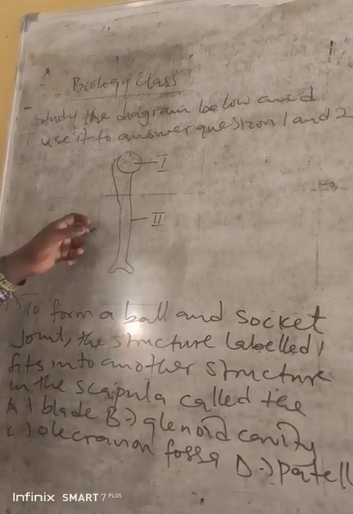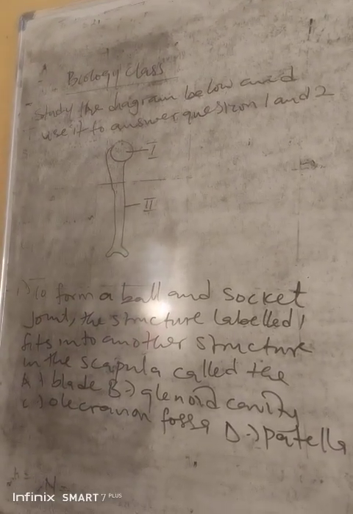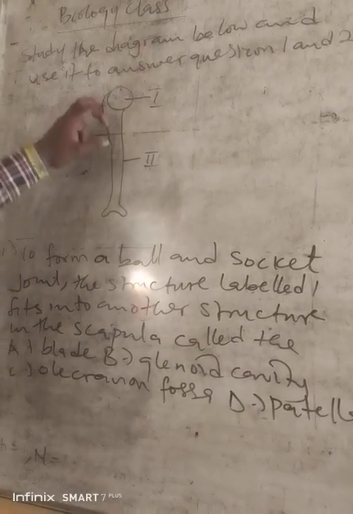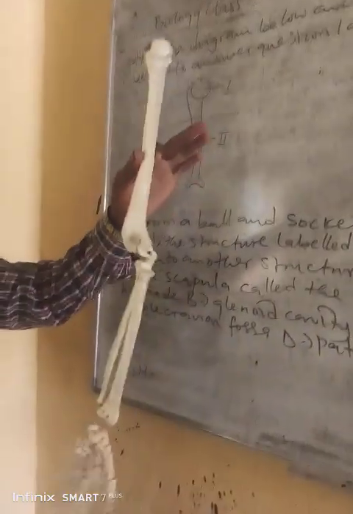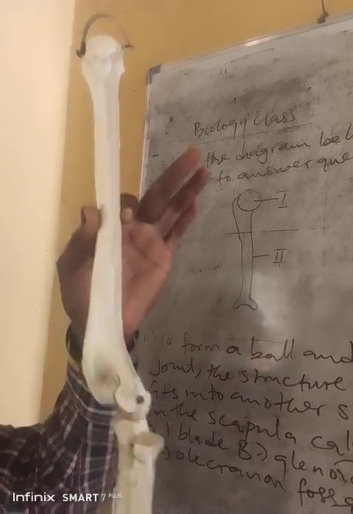This bone we are seeing like this, it can either be humerus or femur. But looking at it now, it is humerus. Why do you know it is humerus? Because it has no neck. It only has a head without a neck. That's why it is humerus, the bone of the upper arm.